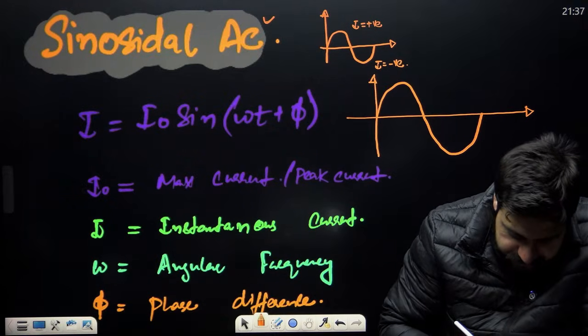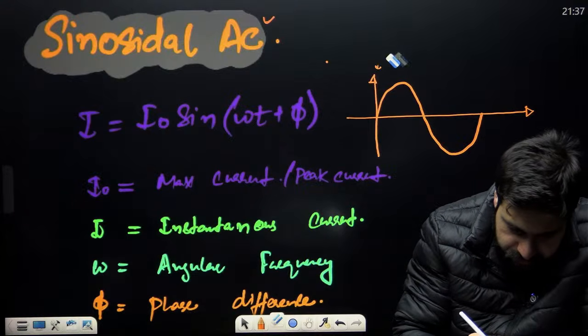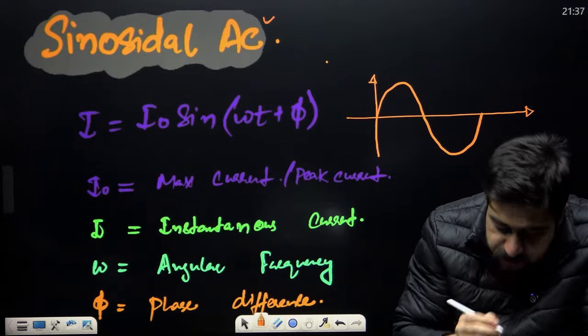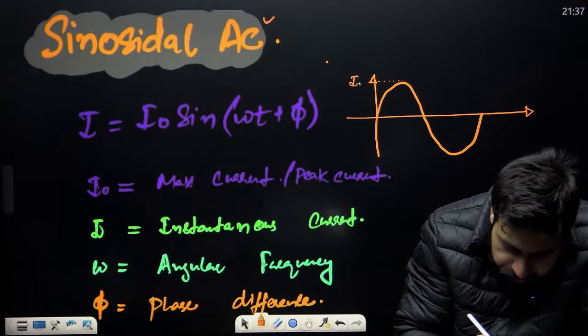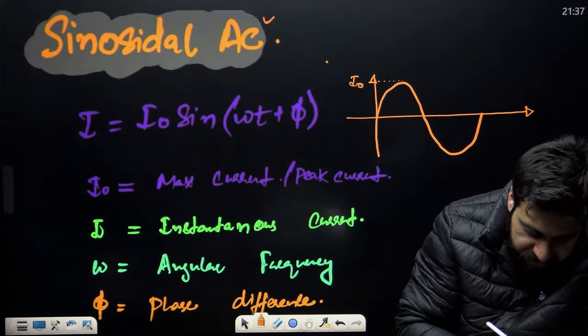Something like this. Now, my dear NEET aspirants, in this particular case, this is what we call the peak value. What can be the maximum value of the current? That is what we call the peak value.